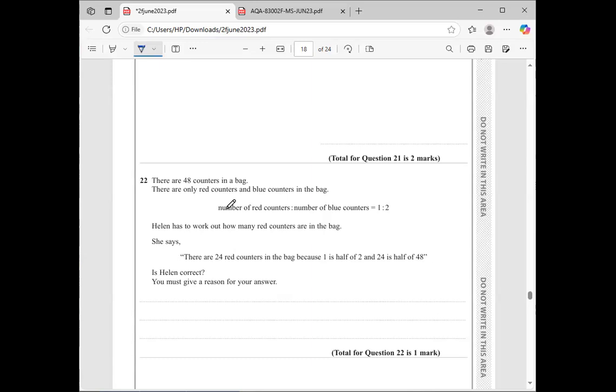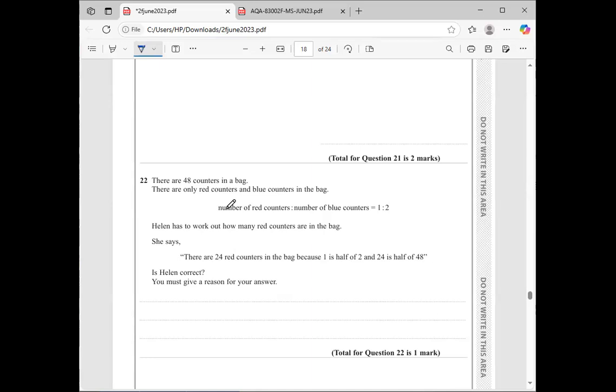The reason is quite clear. A ratio of 1:2 means that the total parts we're dealing with is 3. So it's actually divided into 3, not into 2. That's where Helen got it wrong. It should be 3 parts.